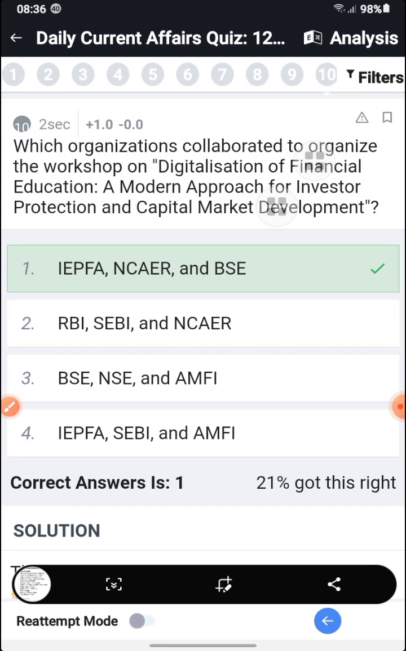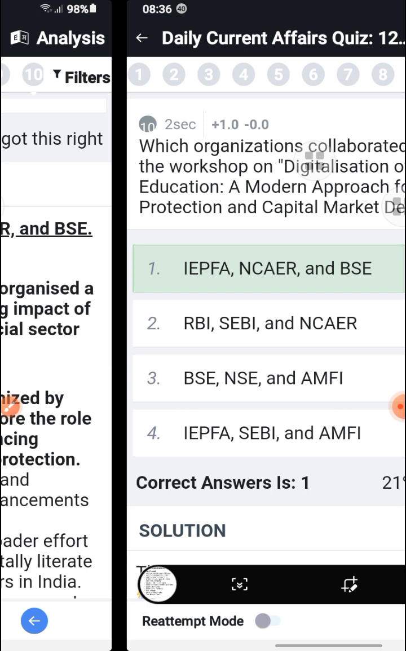Which organization called for digital financial education as a modern approach? That is IEPF, NCAER and BSE. So NCAER and BSE, all three.